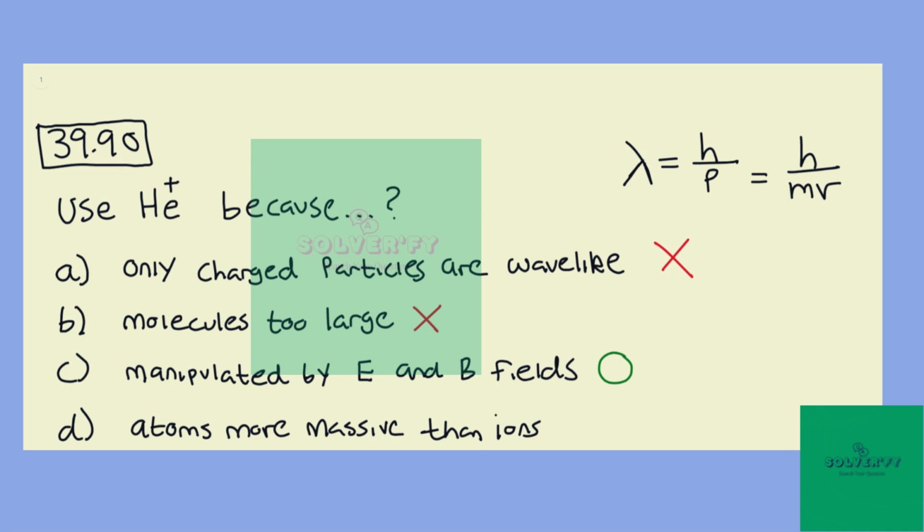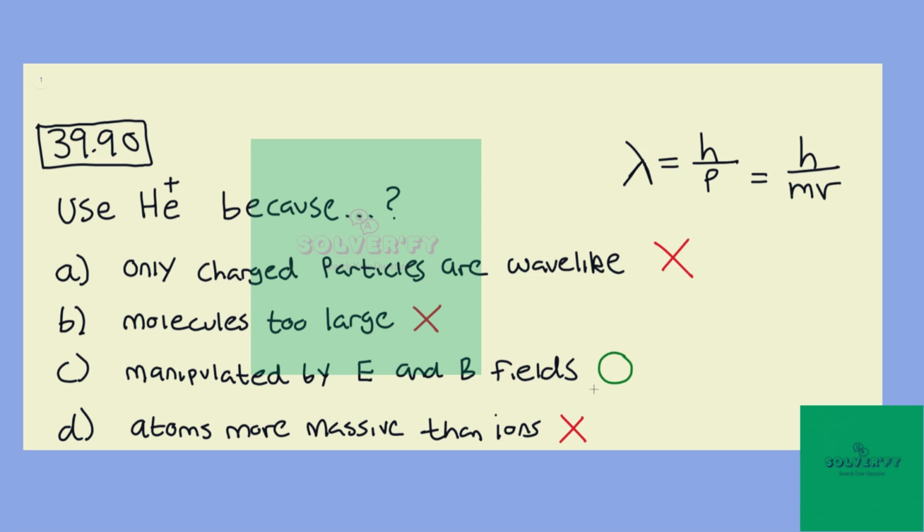It's a 4 or 5 order of magnitude difference. So whether this helium has electrons or not is going to make very little difference to its total mass. So that's out.